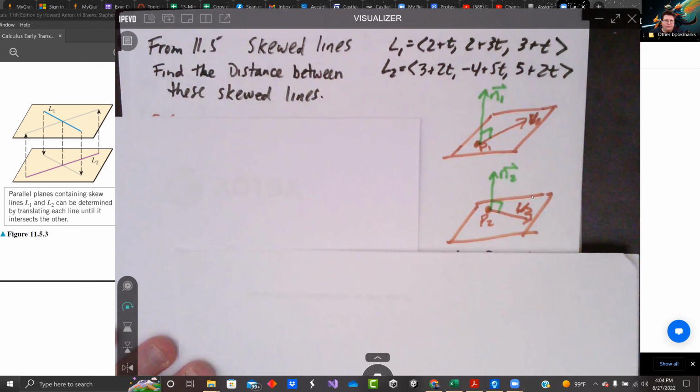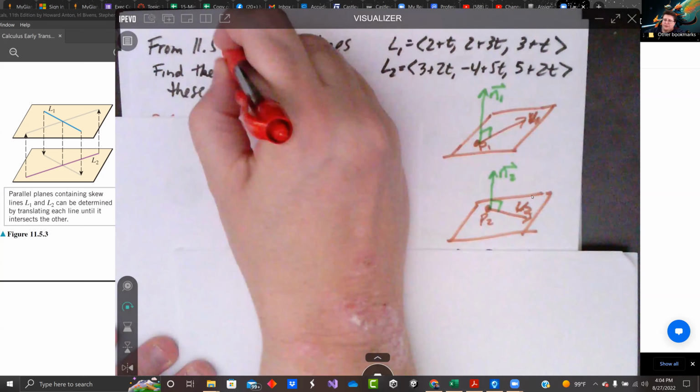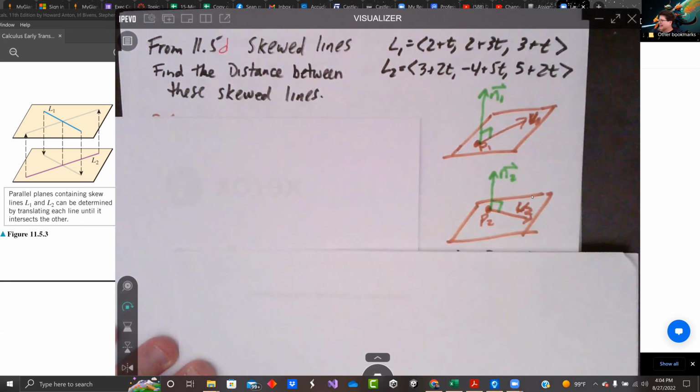In 11.5, we talked about skewed lines. This was actually 11.5D. We did skewed lines and we saw they were in different planes. I have this pictured over here. This is from section 11.5 in the book. Skew lines, they're not parallel and they lie in different planes. So if we want to find the distance between skew lines, this is what we can do.